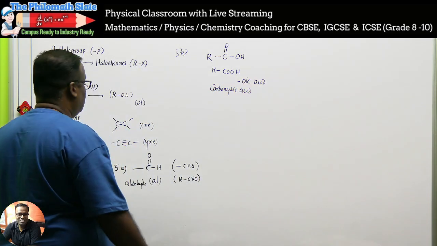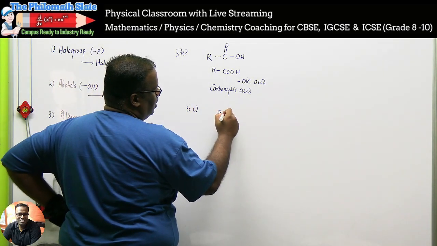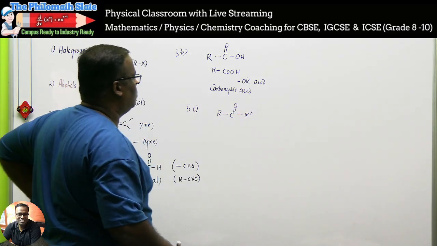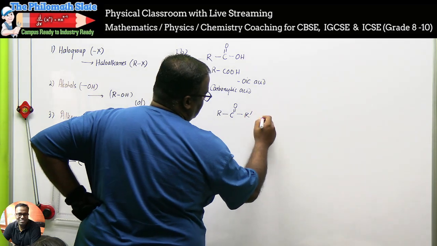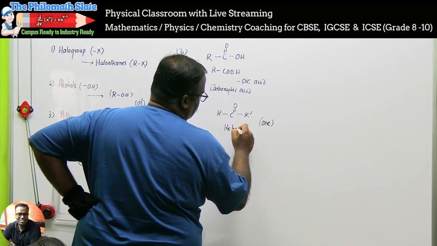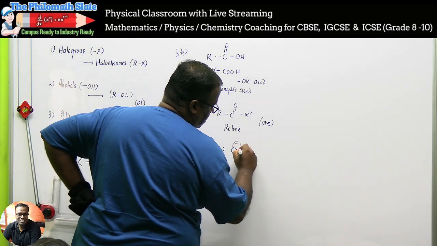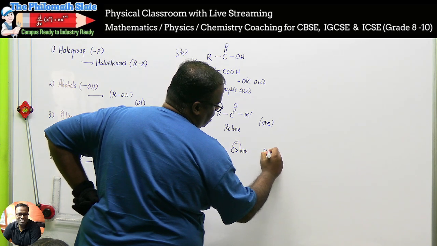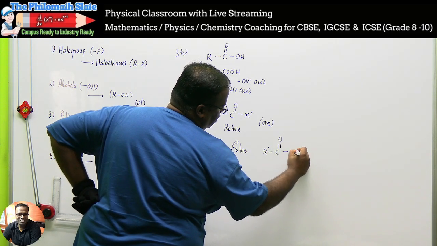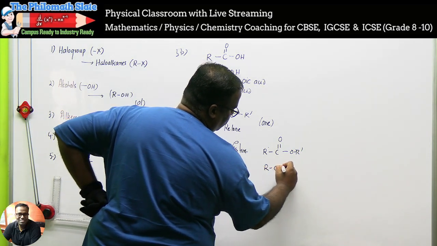And the last is ketone. Ketones are R, C double bond O, and R dash. These end with the name -one, and these are known as ketones. I also said, remember one more group called the esters. The esters are R, C double bond O, O, R dash, like this. So we write them as RCOOR.